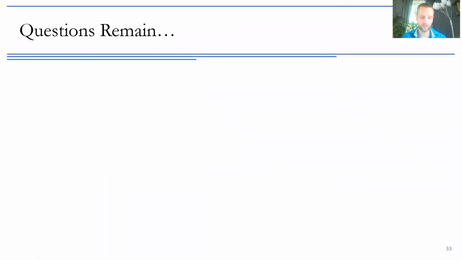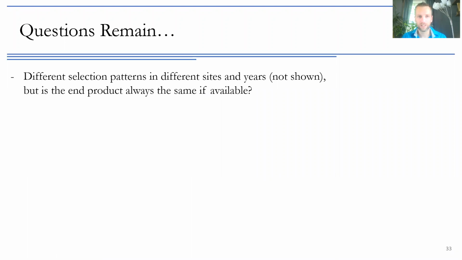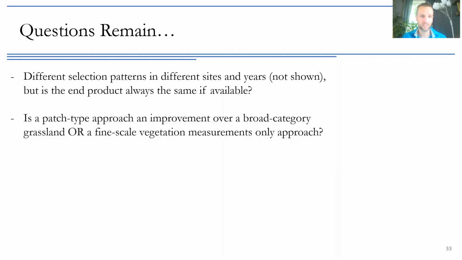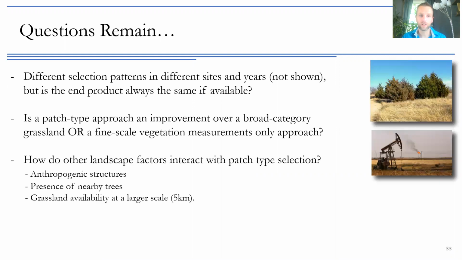Of course, there's a bunch of questions that remain. We see different selection patterns in different sites and years, although I didn't show that. But is the end product always the same, if available? Is a patch type approach an improvement over our broad category of grassland or a fine-scale vegetation measurements-only approach? How do other landscape factors interact with patch type selection? Anthropogenic structures, presence of nearby trees, grassland availability at the larger scale.